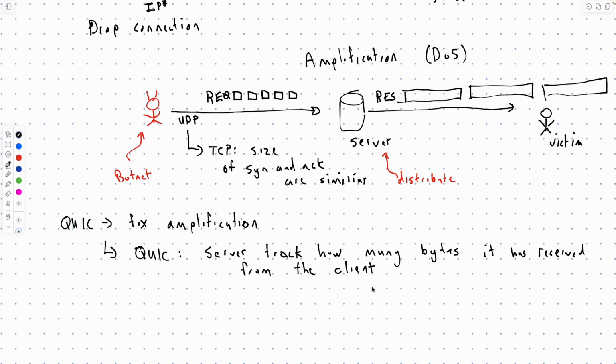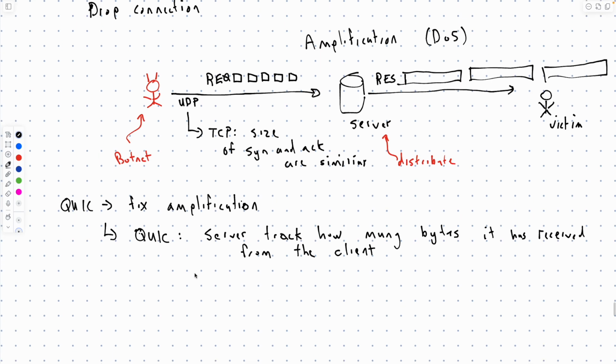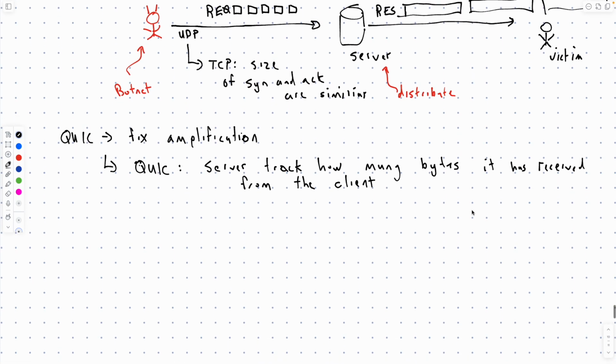But what it's doing is it's proving that, A, it is the right recipient, the one that asked for the connection. It's not an IP spoofing thing in the middle, okay? And then you're always honoring this 3x thing. So the server will track how many bytes it has received from the client, and then it can only send back 3x until the handshake is complete.